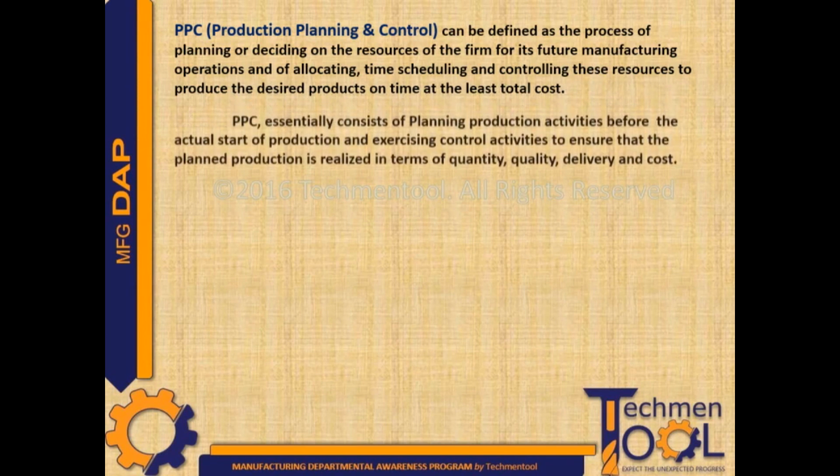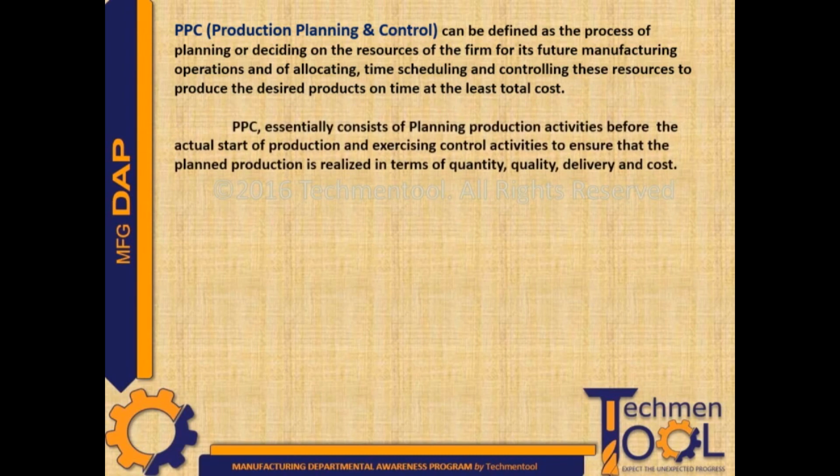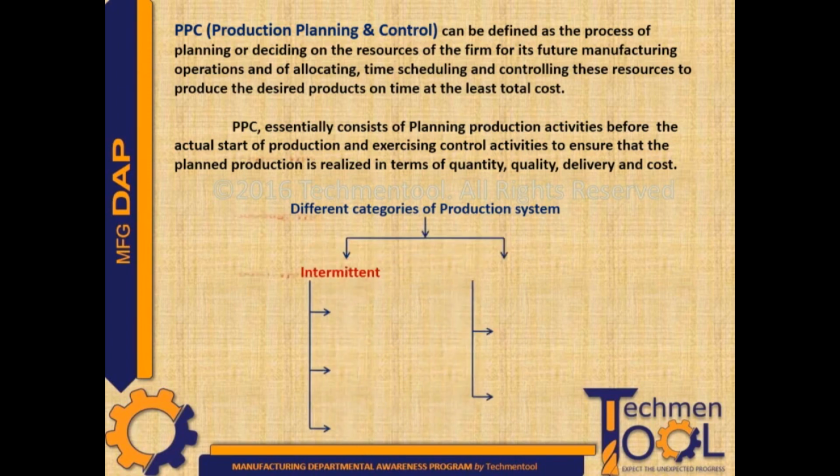PPC essentially consists of planning production activities before the actual start of production and exercising control activities to ensure that the planned production is realized in terms of quantity, quality, delivery and cost. There are different categories of production system: intermittent system and continuous system. In intermittent: project type, jobbing type, batch type. In continuous system: mass type, process type.